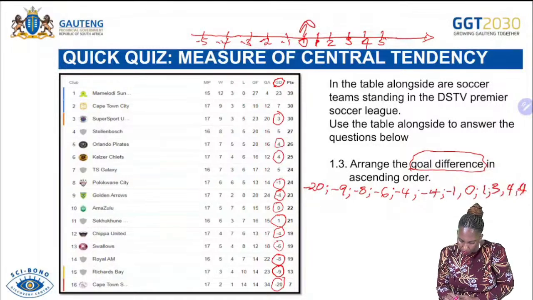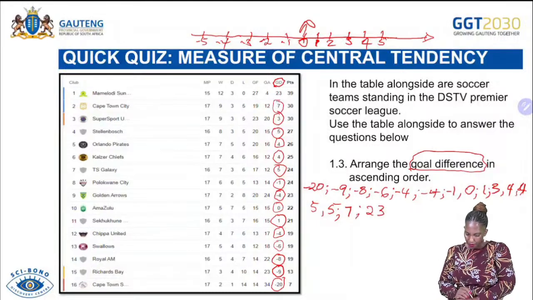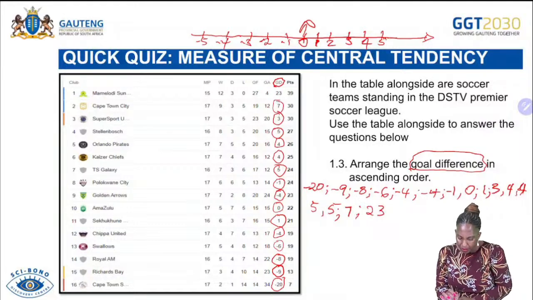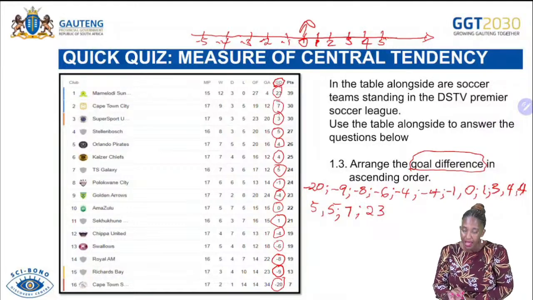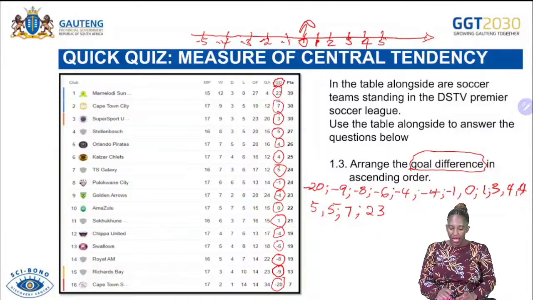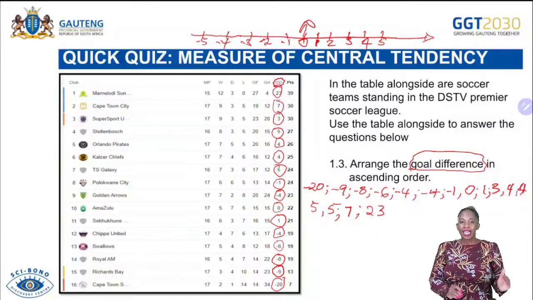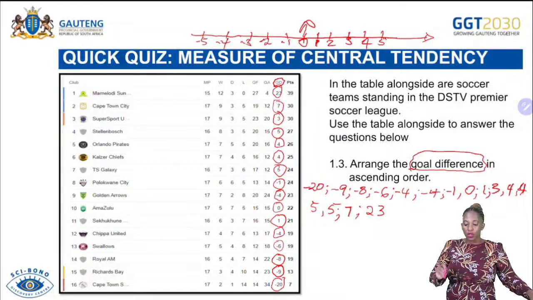And then we go up now. Which next number do we have? We have 5, and then another 5. We have 5, 5, followed by 7. And then the biggest one, the last one, being 23. So can you see I've circled all the numbers. That means I've arranged my data set in ascending order from the smallest one to the biggest one.